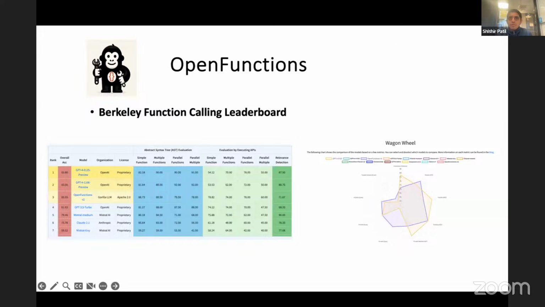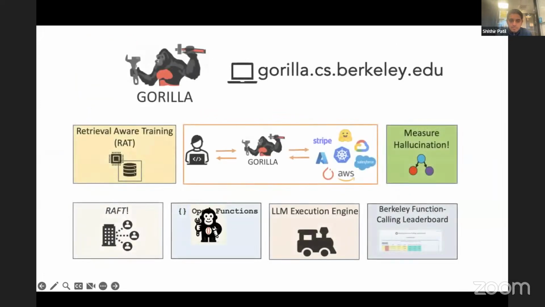Let me conclude by saying we built Gorilla LLM because we had this vision of, can you actually flip the human from the center to the other side and have your LLM talk to different APIs? Because we thought humans are good at just evaluating the response rather than evaluating the process. And retrieval aware training and using AST trees to measure hallucination were some of the key ideas which we introduced in the Gorilla paper, but you can actually use them even outside of Gorilla.